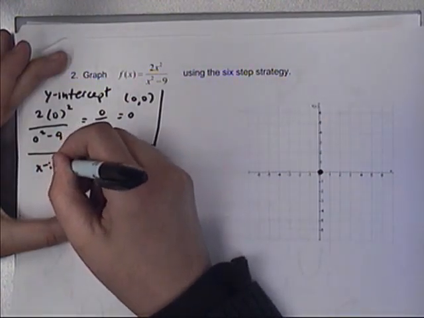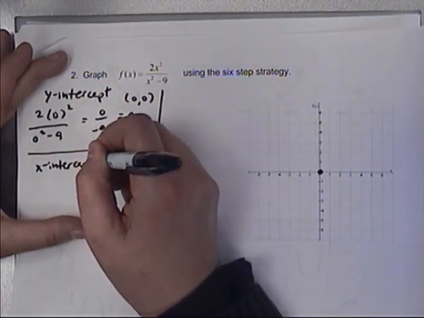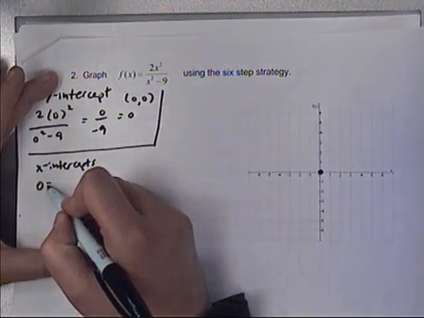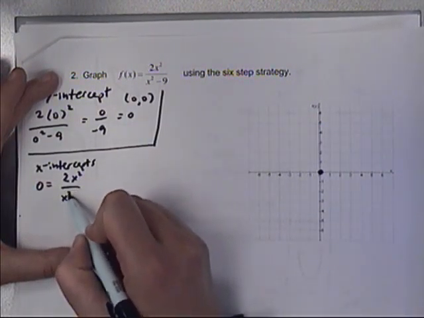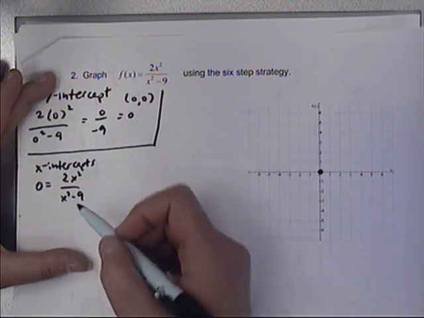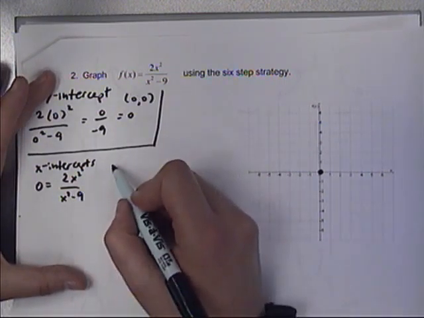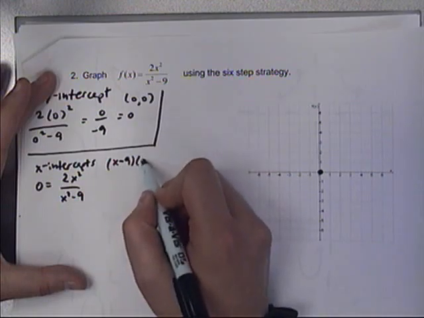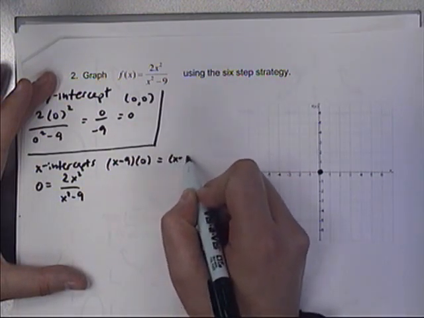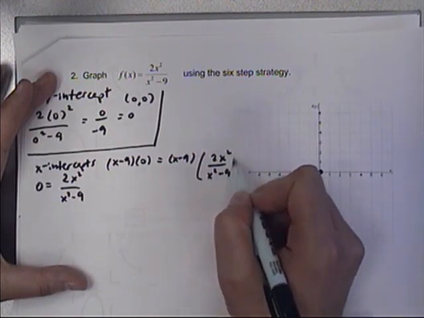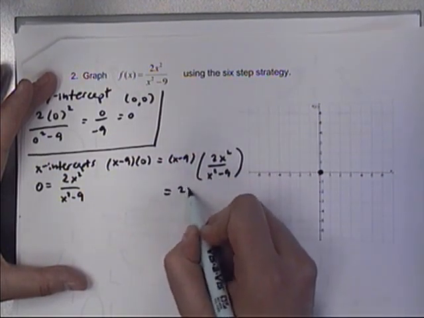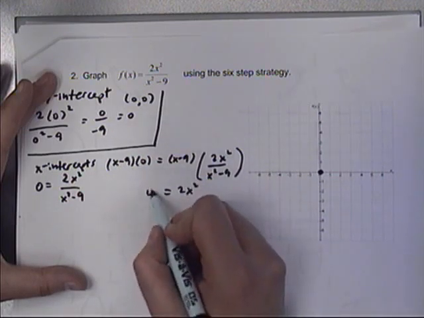Finding any x-intercepts can be found by putting a 0 in for y, which is f of x. And then we multiply both sides by x minus 9. That cancels over here, giving us 2x squared.